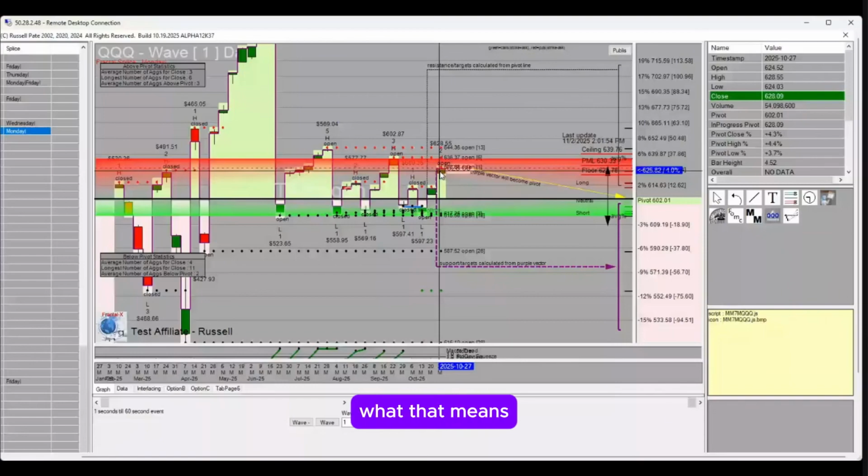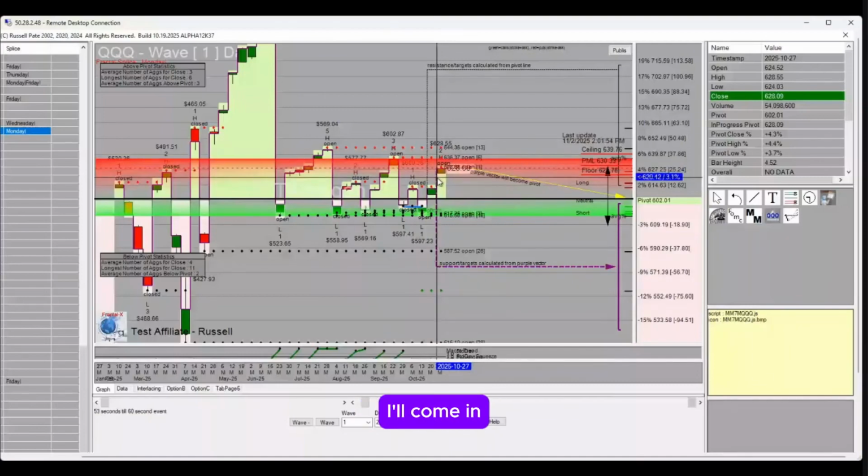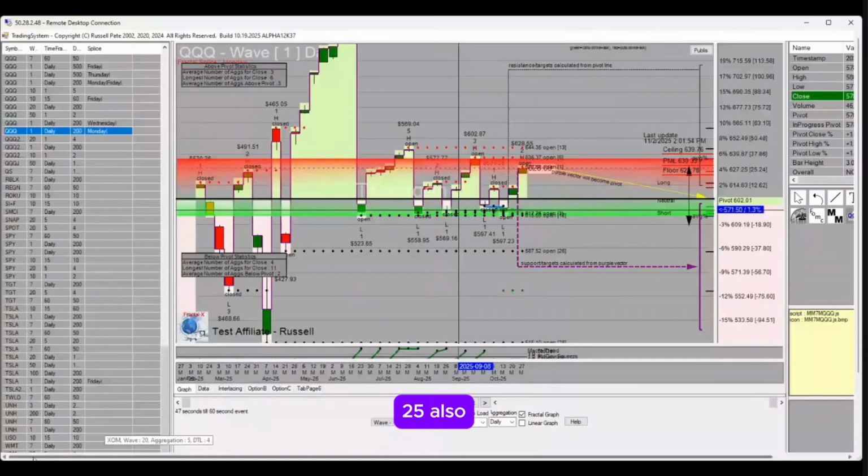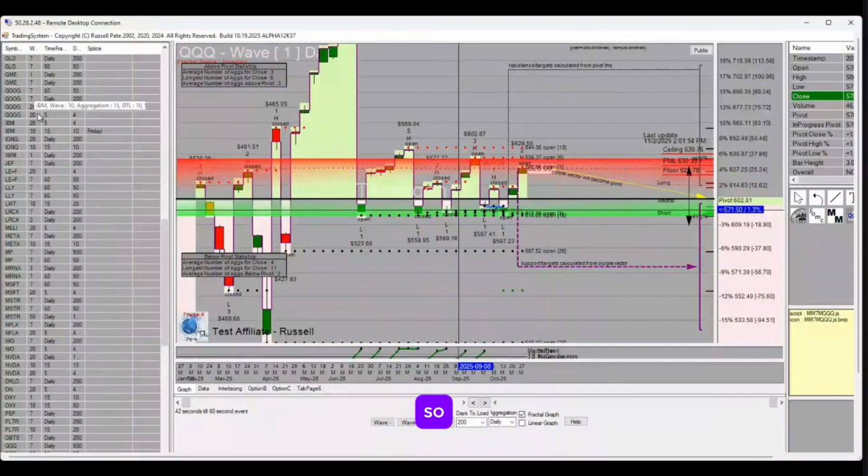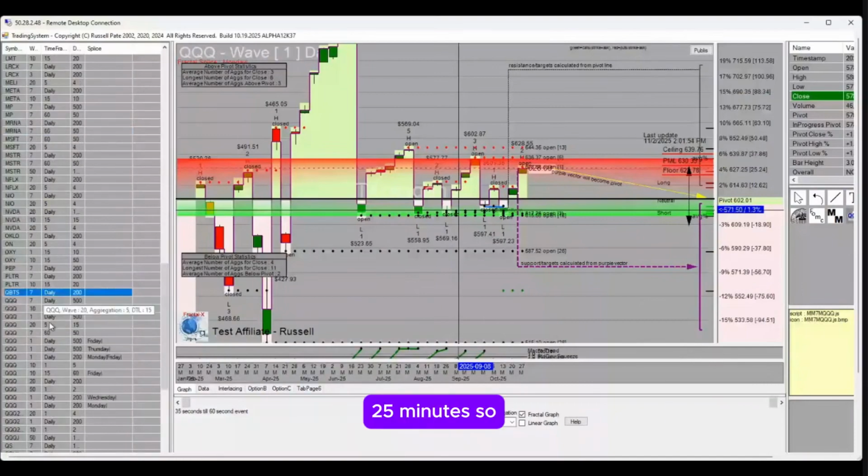Now, what that means is we don't want to trade blindly. I still use the vector. I'll come in here on QQQ Live, and I like 10:15 for intraday, and I like 25 also. A lot of times I'll use either 10:15 or 25. Wave 25 minutes is just showing the cycles up and down.